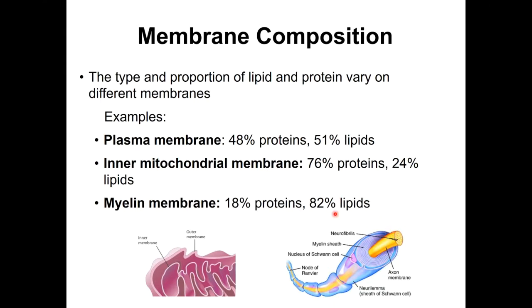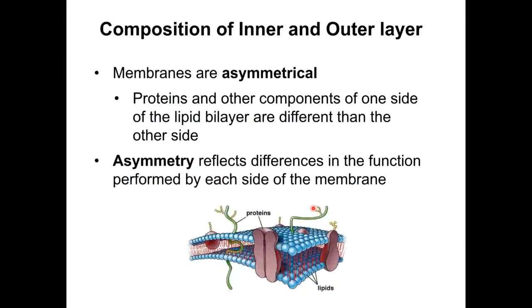And so lipids are much more efficient at insulating than proteins, and therefore this membrane has a very high content of lipid, about 82% versus 18% of proteins. So the composition of the two components is different depending on the membrane you're looking at. Now, the composition is different also if you look at the two layers in the phospholipid bilayer. This is not the same. So the proteins you can find on one side may not be present on the other side. So there is an asymmetry between the two layers.